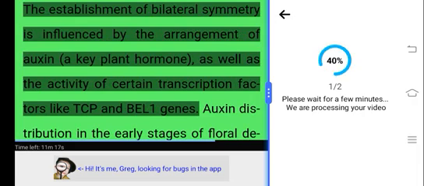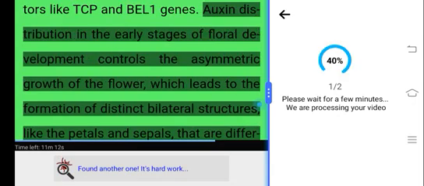The establishment of bilateral symmetry is influenced by the arrangement of auxin, a key plant hormone, as well as the activity of certain transcription factors like TCP and BEL1 genes. Auxin distribution in the early stages of floral development controls the asymmetric growth of the flower, which leads to the formation of distinct bilateral structures, like the petals and sepals, that are different on either side of the central axis.